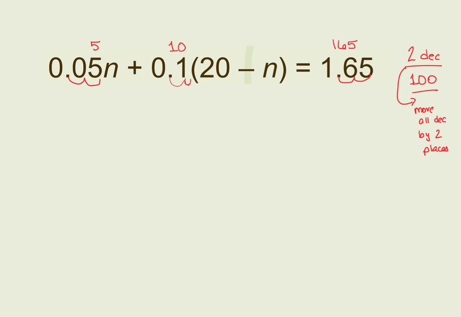And so now I'm going to rewrite my equation with those changes. Instead of 0.05 in, I'm going to say 5 in, plus, instead of 0.1, 10. Leave the parentheses alone. That doesn't have to be changed. And then this will be 165. Much easier equation to solve here. So again, I want to get rid of these parentheses first, leave everything else alone. Distribute to get rid of your parentheses.